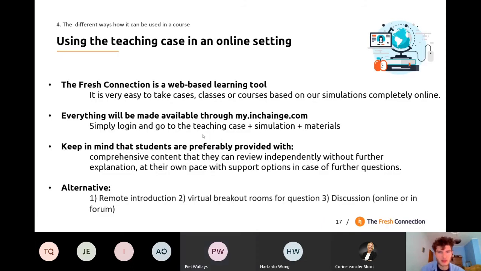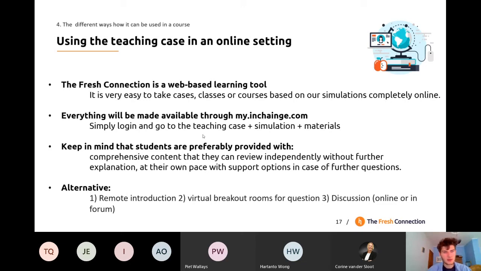Given the situation, we also have some insights into how to use a teaching case in an online setting. Since the Fresh Connection is a web-based learning tool, it is very easy to use this teaching case online. We even have professors all over the world who are using the Fresh Connection in physical courses, and they now could easily switch to an online setting, because the Fresh Connection is completely web-based. So that's completely doable. Also, everything will be made available through our portal. So you or your students just have to log in, and then they get access to the teaching case, the simulation, and materials. So they have everything in one place.